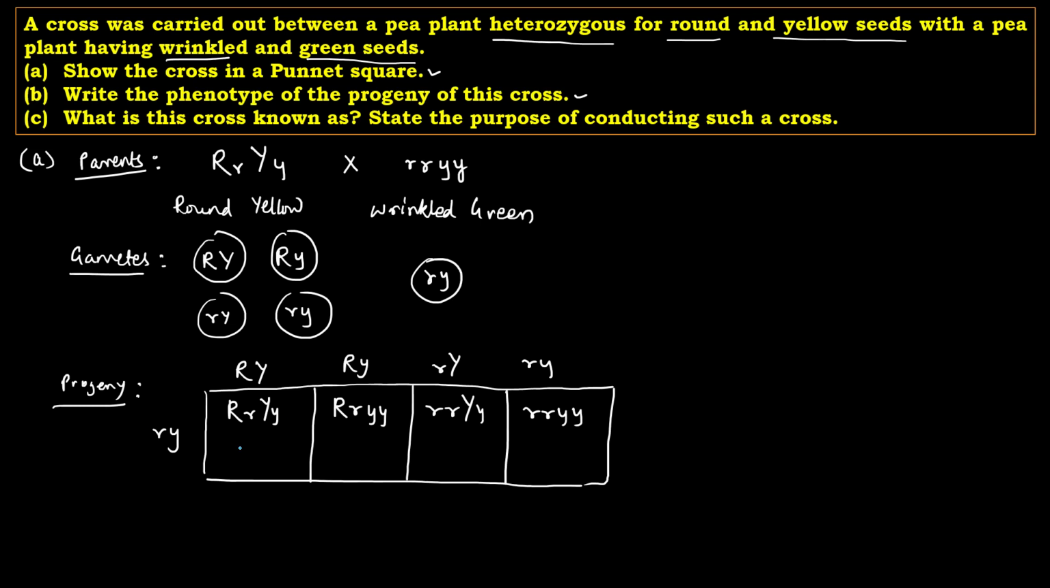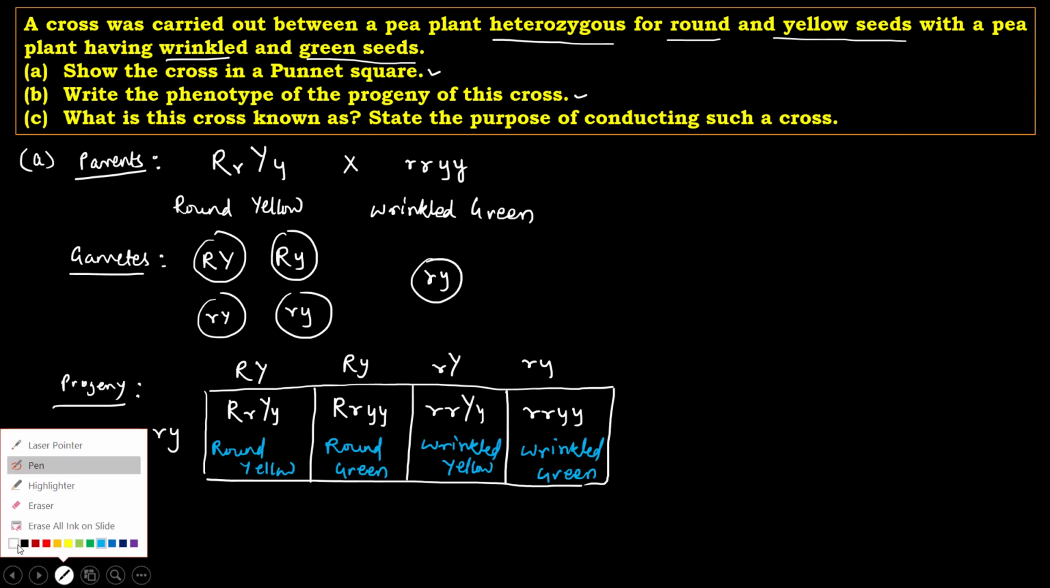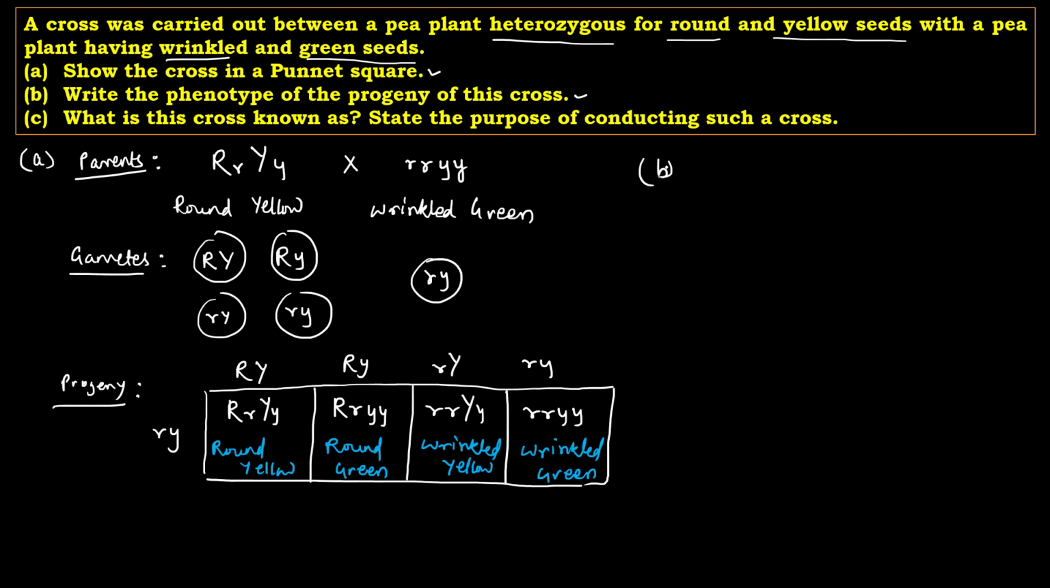Okay, so here are the phenotypes. Here we are going to have the round yellow, here we will have the round green, here we will have wrinkled yellow, and here it is going to be wrinkled green. So these are the different phenotypes that we are going to get. All of these four are of different types. Anyway, the next question, that is option B, they are asking is to write the phenotype of the progeny of this cross.